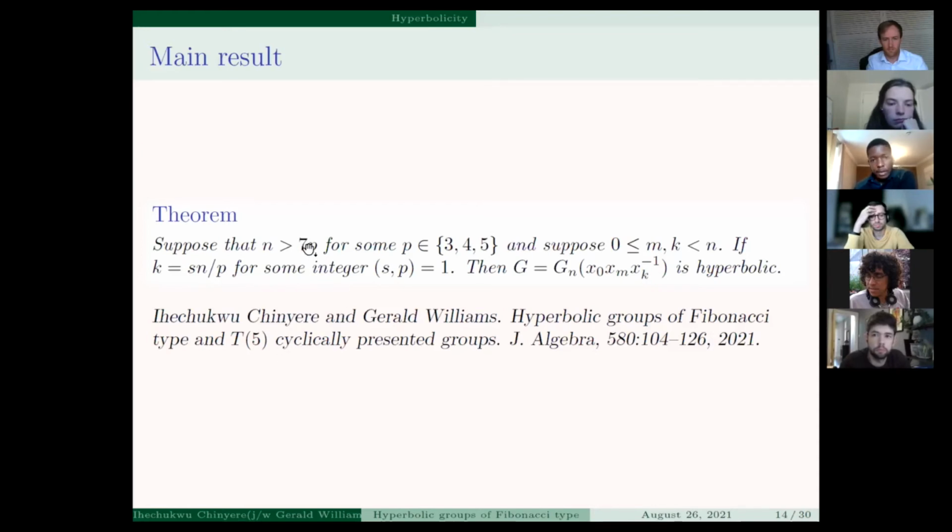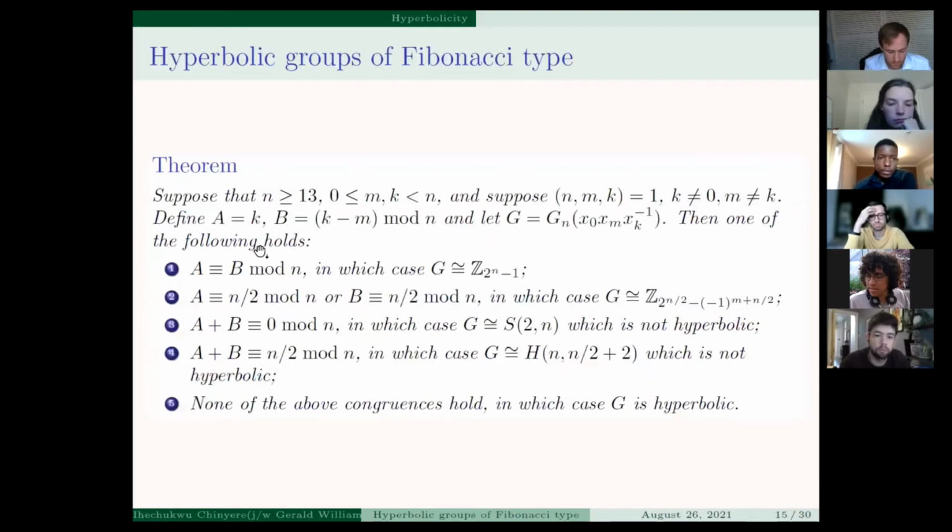Right, so now we have a theorem. If you combine all the results that I mentioned before, you get this theorem. I'm setting n to be at least 13 here because I want to write the result in terms of A and B, and I can only do this if I set n greater than or equal to 13. For lower values, it doesn't really fit into this picture nicely. So for today, let's assume that n is greater than or equal to 13. Most of the lower cases are actually finite groups, and there are a few which are not hyperbolic.